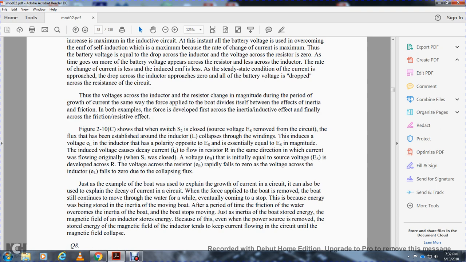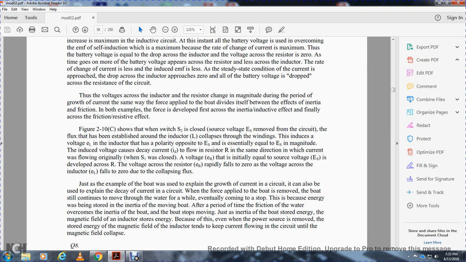Figure 210C shows that switch 2 is closed, with the source of voltage removed from the circuit, and the flux that has been established around the inductor L collapses. The collapsing field induces a voltage in the inductor of polarity opposite to the voltage drop. The magnitude of the induced voltage depends on the decaying current, or amperage decay, and the flow through the resistor is in the same direction as the current flowing originally when switch 1 was closed. Its initial value equals the source voltage, which is developed across the resistance. The voltage across the resistor is the resistor voltage.